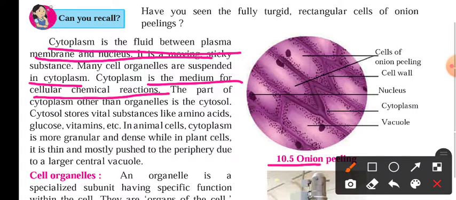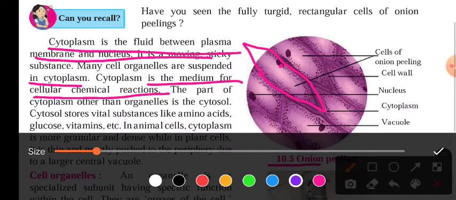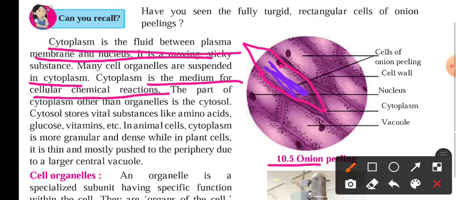The example they have taken here is of onion peelings. You can see that inside, this is one cell. The structure is one cell. If I extend it, this is the nucleus of it. Whatever filling we have inside is nothing but the cytoplasm.